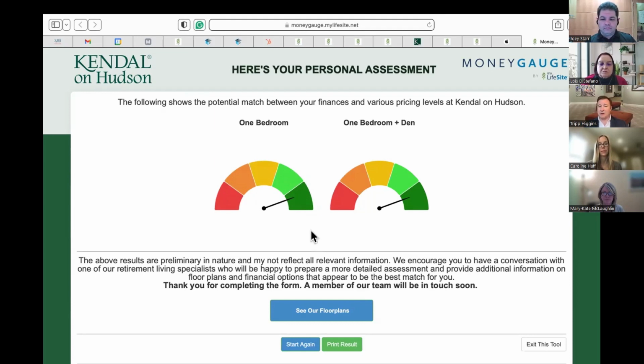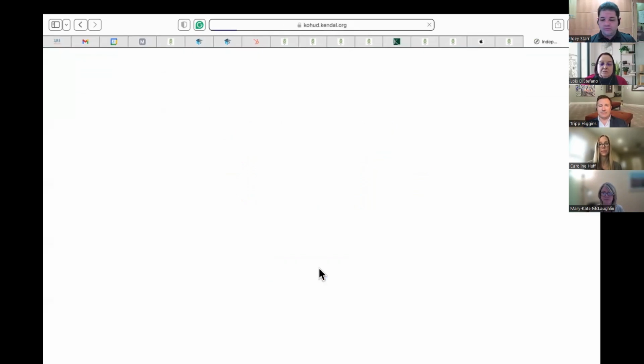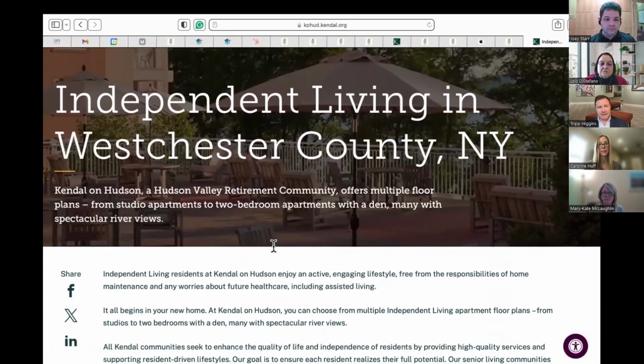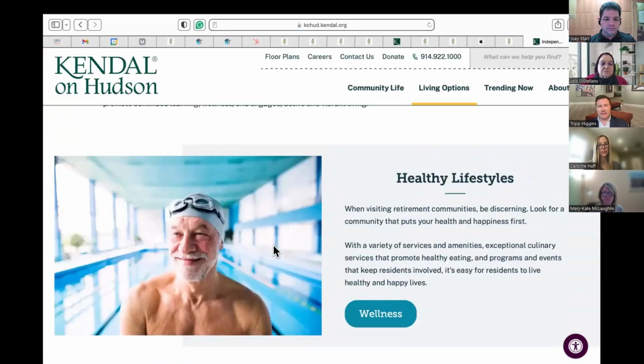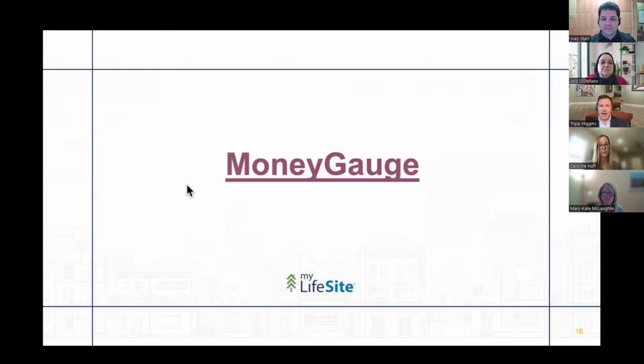The next 2 I'll show you will get a little bit more detailed and be able to be very specific as to the apartment type and more of the specifics around where your finances are and your savings asset allocation. So from here, we can exit the tool. You can see more floor plans. If we were to click this, it will take us right into independent living, Westchester County. So we keep you on that site. I'm going to go back now.